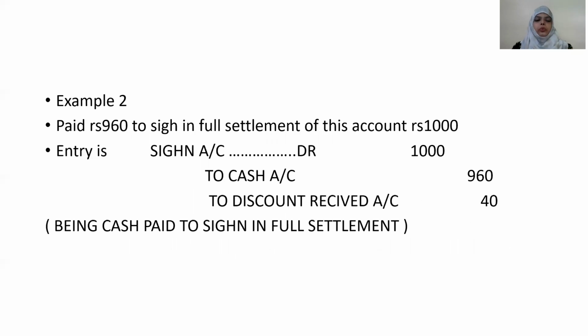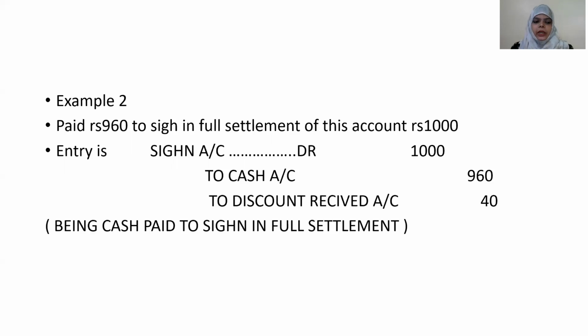Now example 2. Paid rupees 960 to Singh in full settlement in respect of his account of rupees 1,000. Now it is the reverse of the previous entry. So Singh account debited, as Singh is a personal account, debit the receiver and credit the giver. To cash account 960, to discount received 40 rupees. Obviously, if you subtract 960 from 1,000, you get an amount of rupees 40. So 40 is the discount received by you.